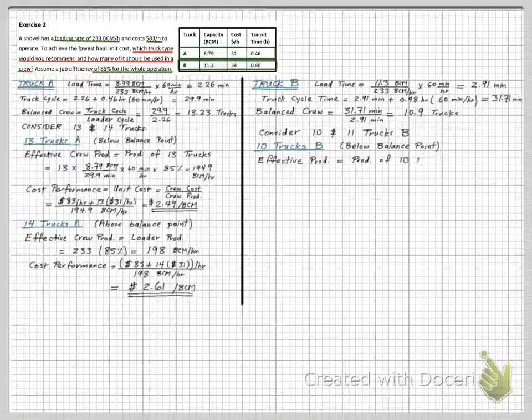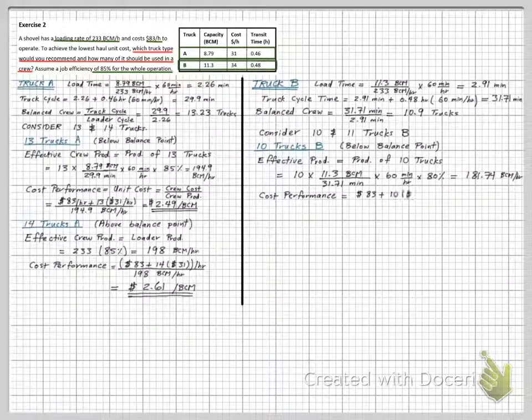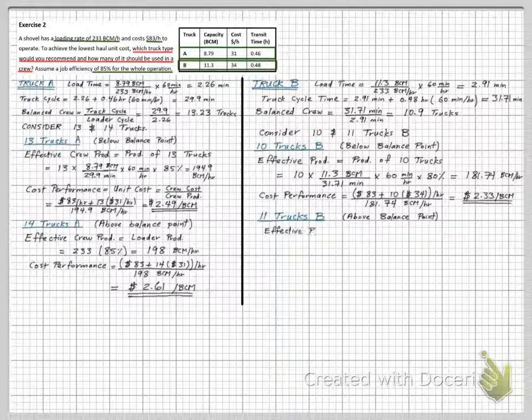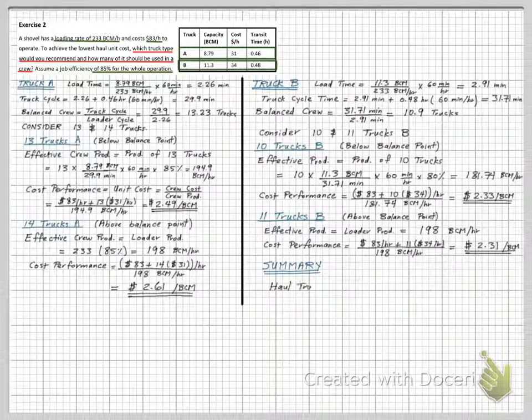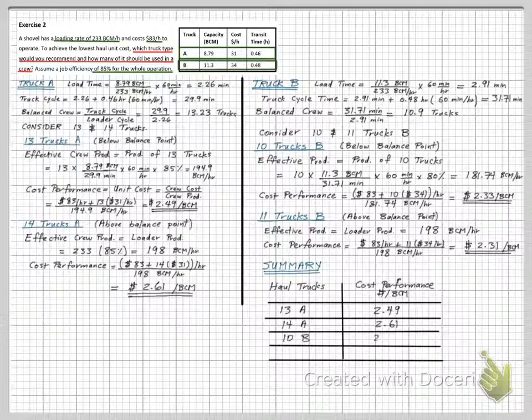So the calculations go on to compare between the cost performance of the new scenarios of 10 and 11 trucks of type B. We summarize all these calculations and the cost performance values in this table. You see that truck B is more cost efficient than truck A.